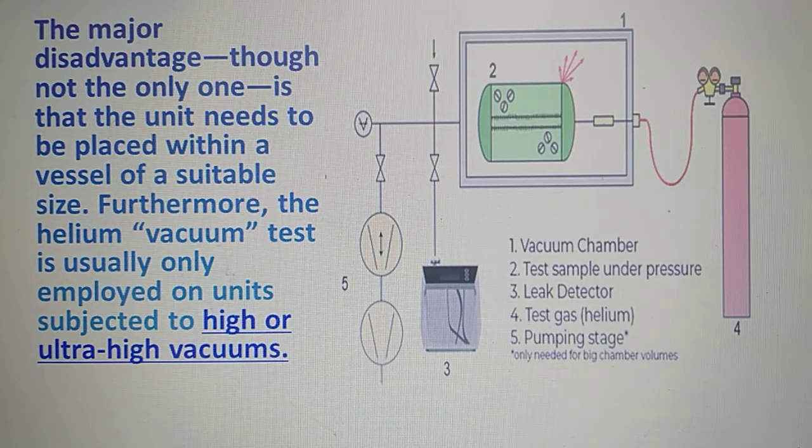The major disadvantage of using this integral test method is that the unit needs to be placed within a vessel of a suitable size. Furthermore, the helium vacuum test is usually only employed on units subjected to a high or ultra high vacuum.